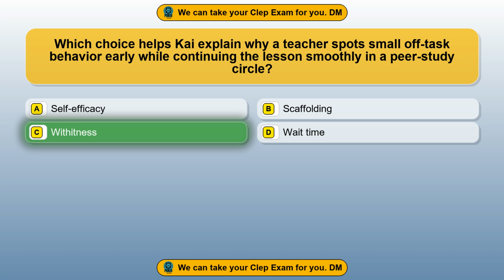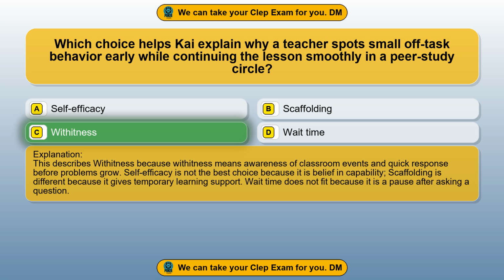Witness. This describes witness because witness means awareness of classroom events and quick response before problems grow. Self-efficacy is not the best choice because it is belief in capability. Scaffolding is different because it gives temporary learning support. Wait time does not fit because it is a pause after asking a question.